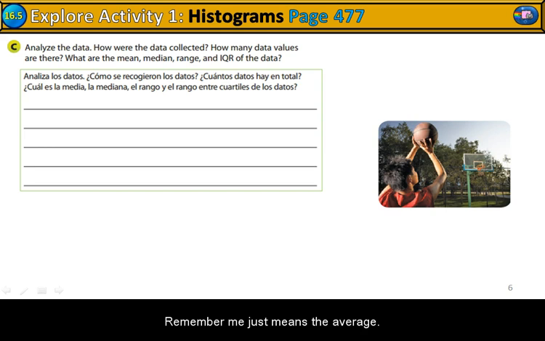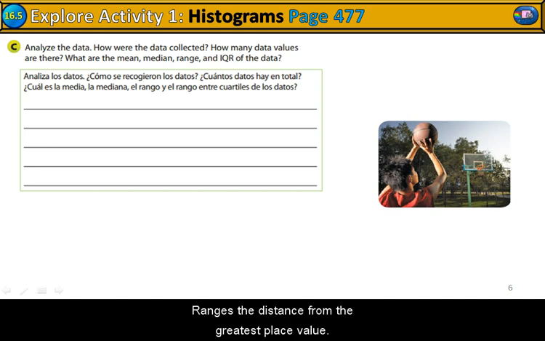Remember, mean just means the average. Median is the middle value. Range is the distance from the greatest and least value. And the IQR, interquartile range, is the range of the inside quartiles, the lower and upper quartile. If you need to review your notes at any time, please do so before attempting this question. At this time, please pause the video now to accomplish this task, and then resume once you've completed the task.